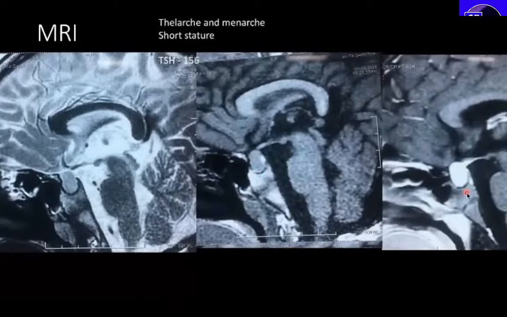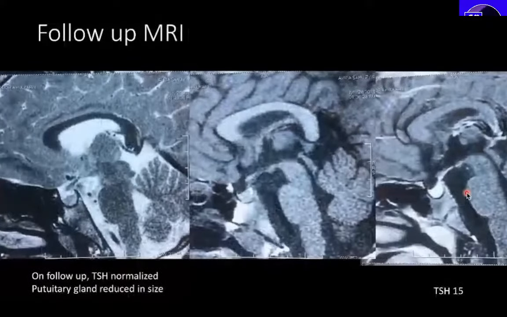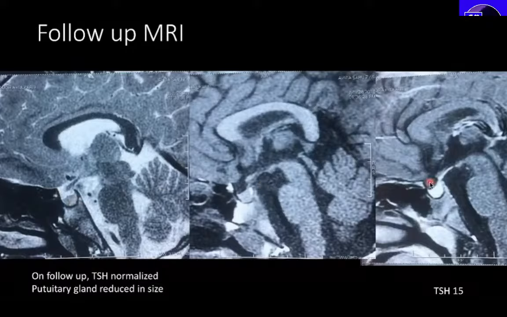Initially, we thought it was a pituitary macroadenoma. On follow-up scan with treatment, TSH normalized. We can see TSH came back to 15, and the pituitary gland also reduced in size with medical management. So this was not a macroadenoma.